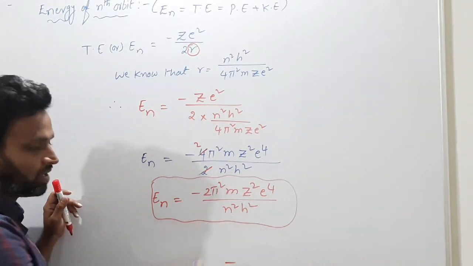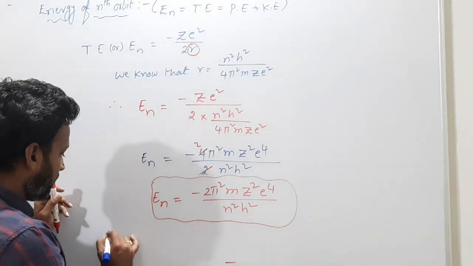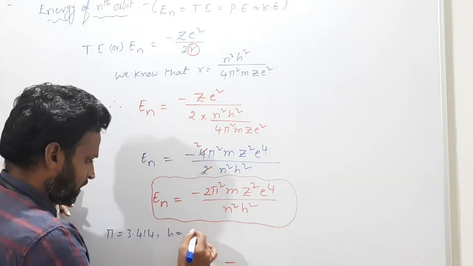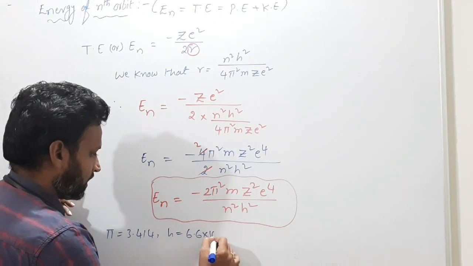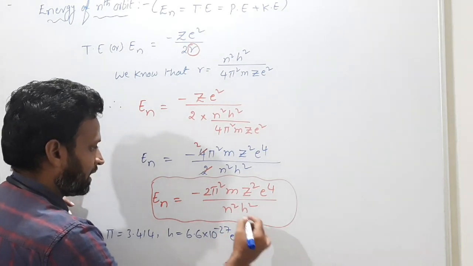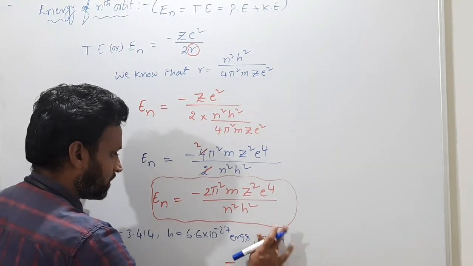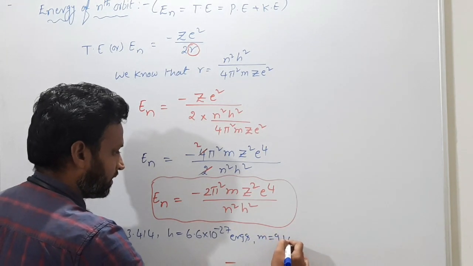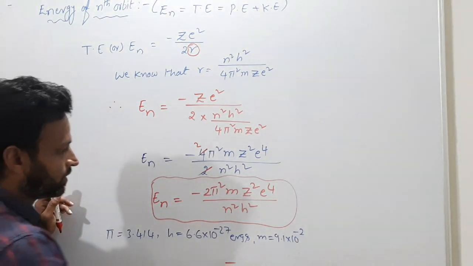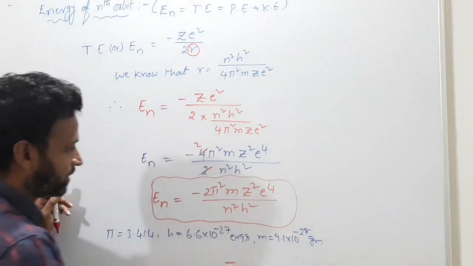How many times have I said that h is Planck's constant? Its value in ergs and joules, I already gave. So the pi value is 3.14 and the h value is 6.6 into 10 power minus 27 ergs. In CGS units I am substituting, and the mass of electron is 9.1 into 10 power minus 28 grams.